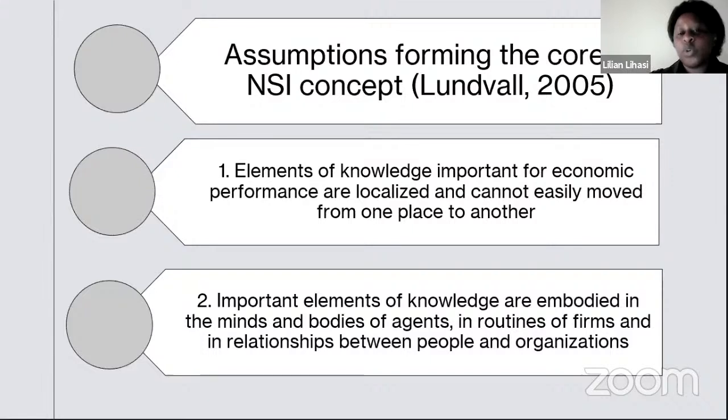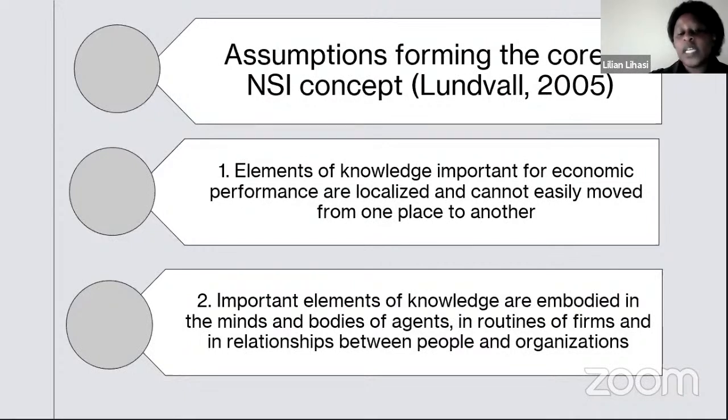And this I'll just quote, as he indicated, the assumptions are seven. One of these is that the elements of knowledge are important for economic performance. They are localized and cannot easily be moved from one place to another. This is one aspect that had also been identified by Schumpeter, where you find that economic performance is localized and cannot be moved from one place to another.